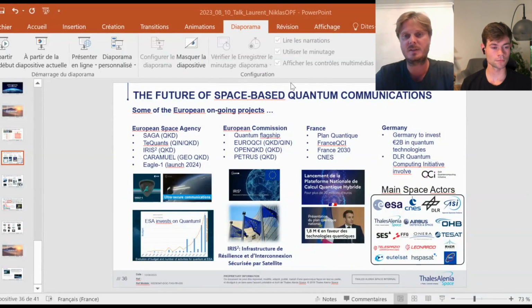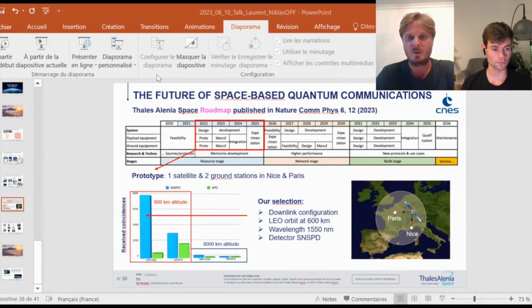I have also mentioned SpeQtral in Singapore, and they are working on 2 satellites with target launch 2024-2025. And of course there is China, the leader on this topic. They already launched 2 satellites, Micius and Jinan-1, and now they have a ground network of more than 2,000 kilometers length, so that's quite incredible what they're doing.